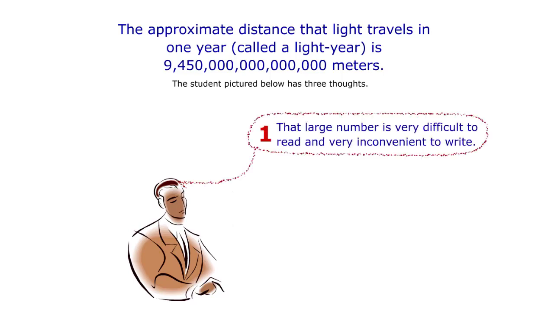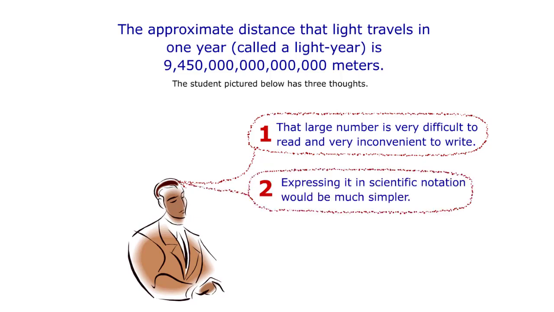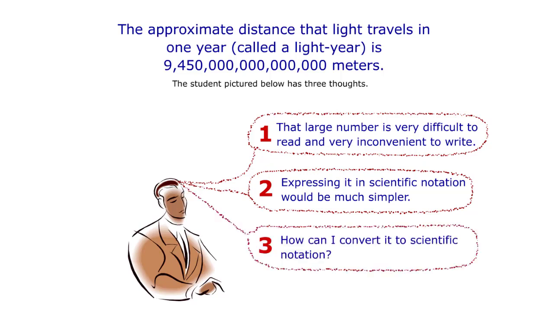The student pictured below has 3 thoughts. That large number is very difficult to read and very inconvenient to write. Expressing it in scientific notation would be much simpler. How can I convert it to scientific notation? To convert a number larger than 1 to scientific notation, follow these 3 steps.